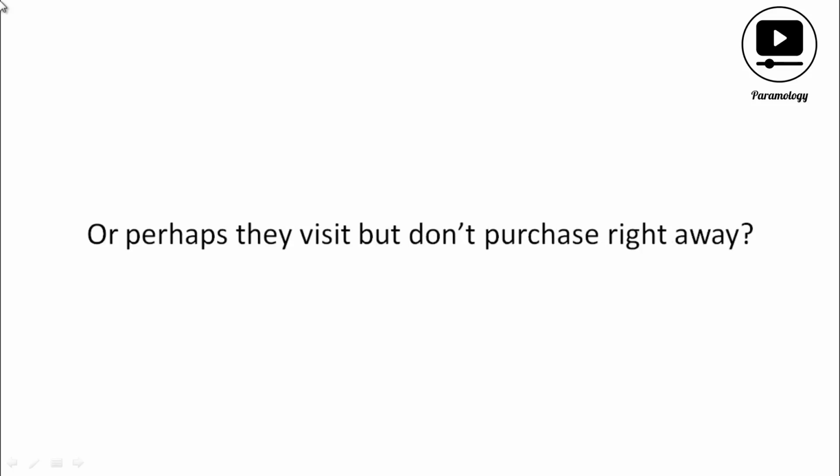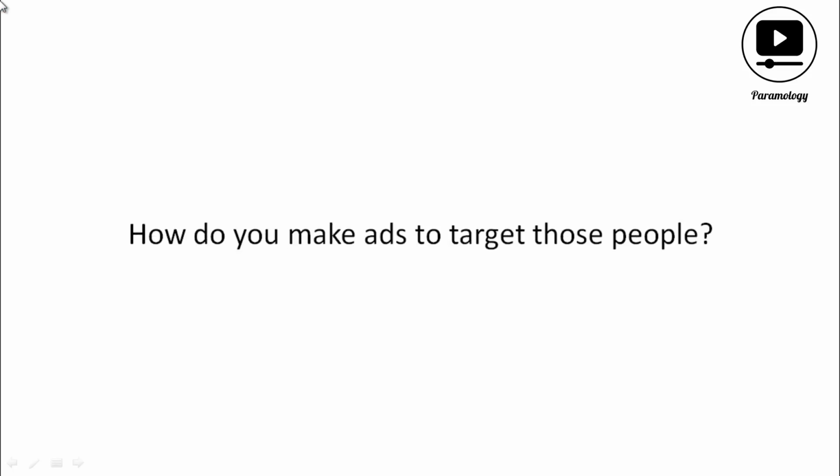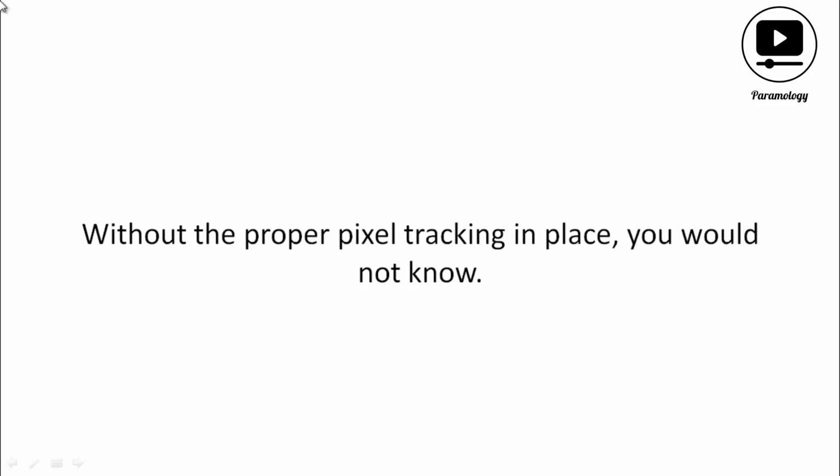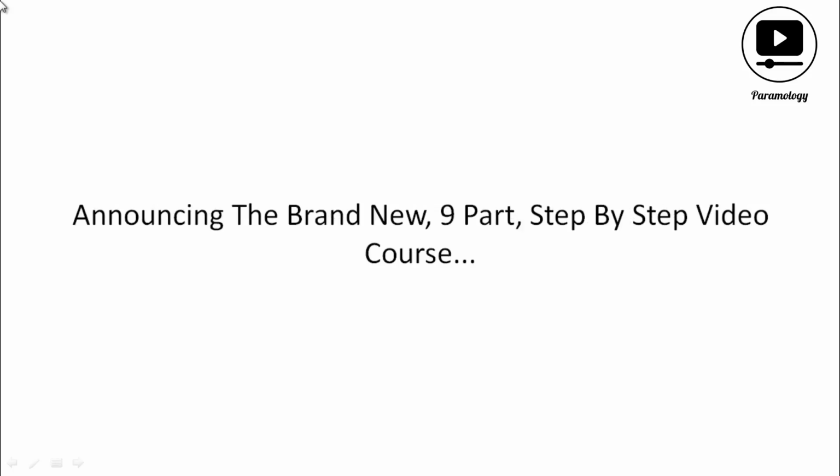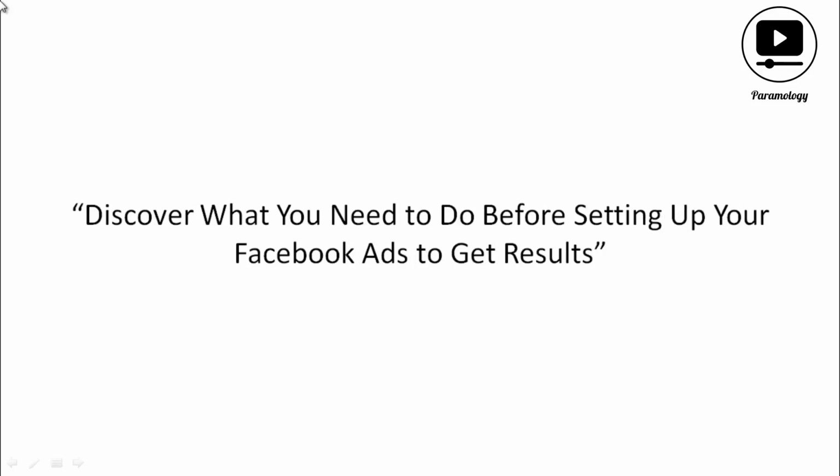Or perhaps they visited, but they don't purchase right away, and you want to retarget them and show ads to them to try to get them back to the sales page and purchase. And how do you make those types of ads to retarget those people? Without the proper pixel tracking in place, you would not know. That's the harsh reality. And this is why most people lose a lot of money when it comes to paid traffic. So this is a 9-part step-by-step video course, which is going to show you how to implement your Facebook ad tracking first so that you get good results with Facebook ads.